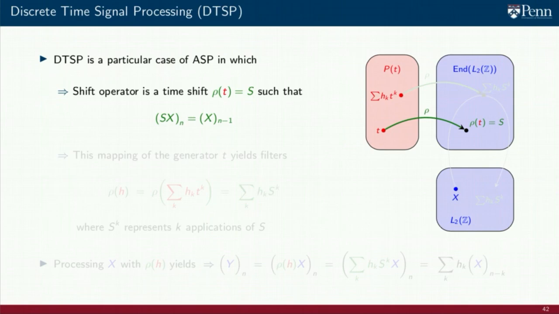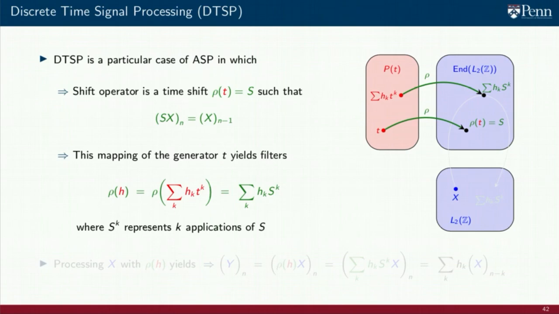operator S. The time shift operator is a linear operator that, when applied to the sequence x, shifts the time indexes 1 unit up. The new sequence has the same values, but the value at index n after application of the operator is the one associated with the index n-1 in the sequence to which the operator is applied. This mapping of the generator t yields filter instantiations in the form of polynomials on the time shift operator.